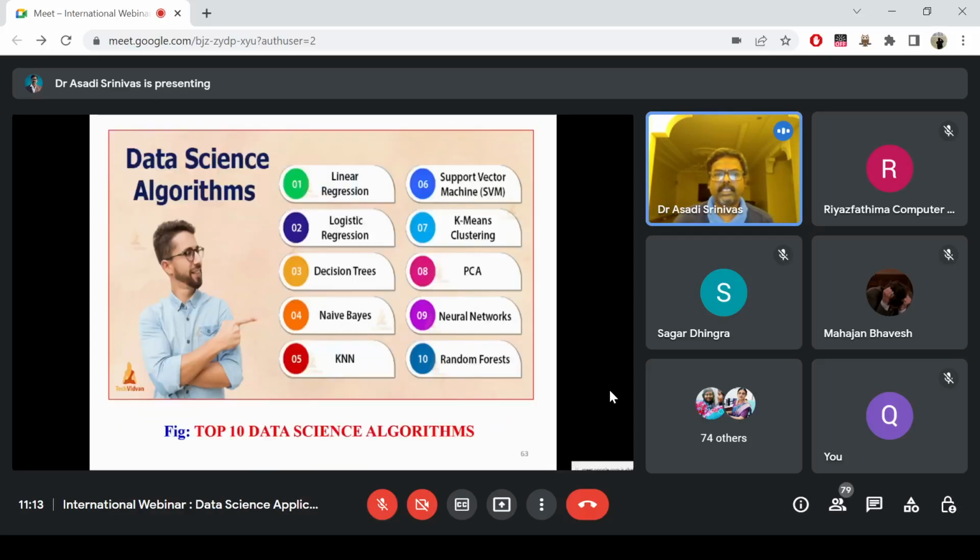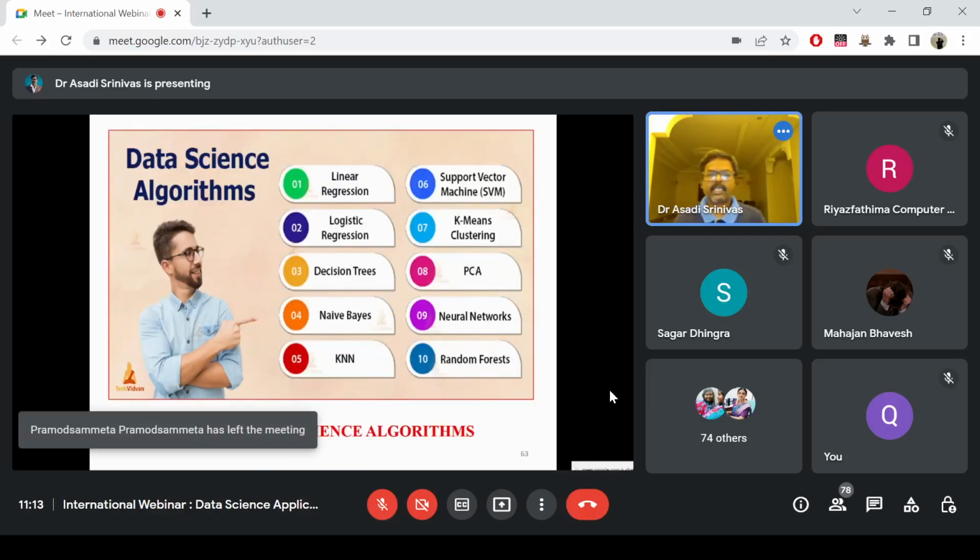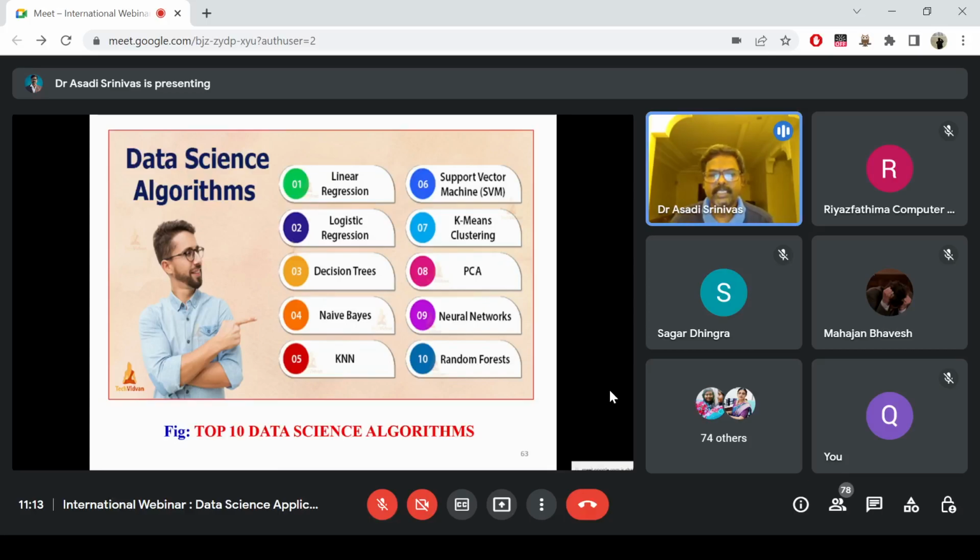etc. Then these are the top 10 data science algorithms: linear regression, logistic regression, decision tree. I'm going to demonstrate these techniques. And naive Bayes classification, K nearest neighbor, support vector machine, K means clustering, principal component analysis, neural networks, random forests, etc.